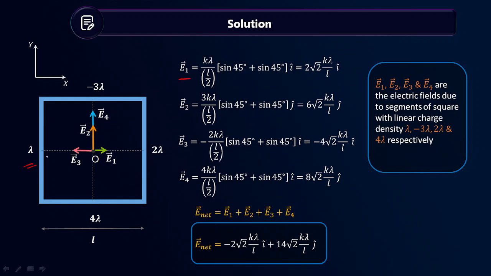Now find the electric field due to all the components E1, E2, E3 and E4. Due to this one, they have considered this as E1. So k lambda by L (sine theta 1 plus sine theta 2). So it will be 2 root 2 k lambda by L towards the right direction, so i cap. Now second, E2. That will be 3k lambda by L, this they have considered as the second wire. So again it will be 6 root 2 k lambda by L j cap. E3 due to this one is minus 2k lambda by L. Minus sign, it is in leftward direction, right? So minus i cap. Similarly E4, and then add them, that is our net electric field. Hope it is clear to all of you, right?